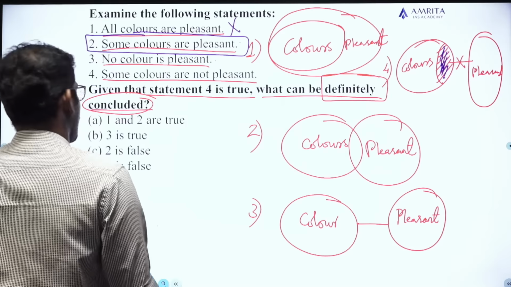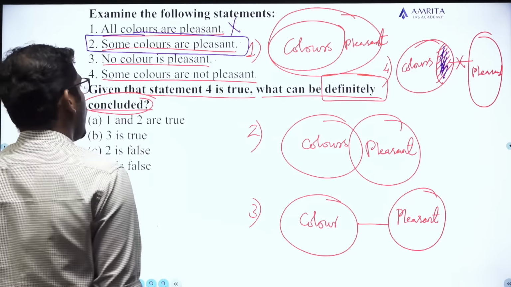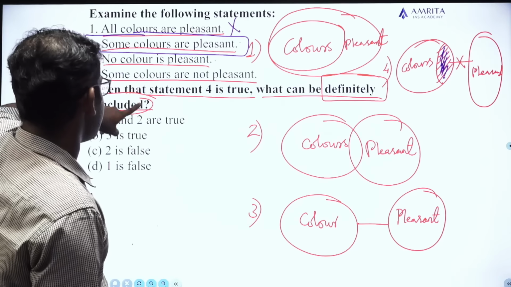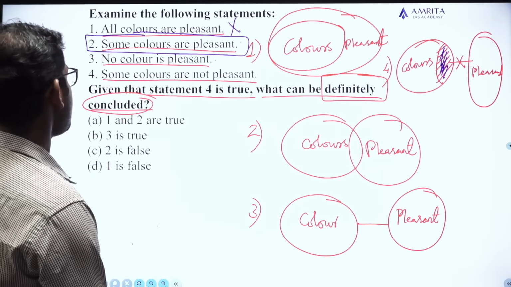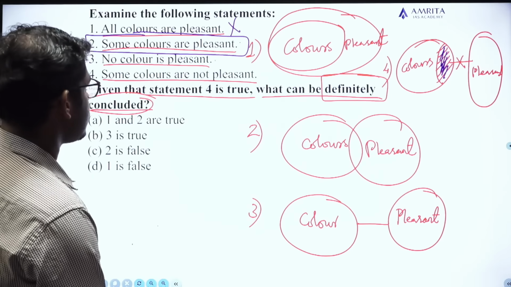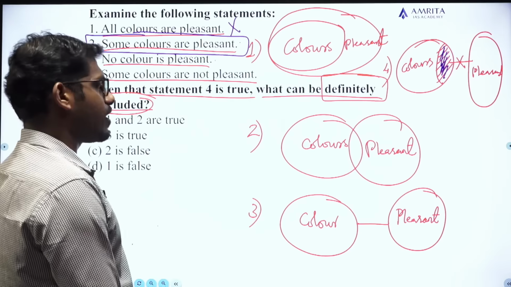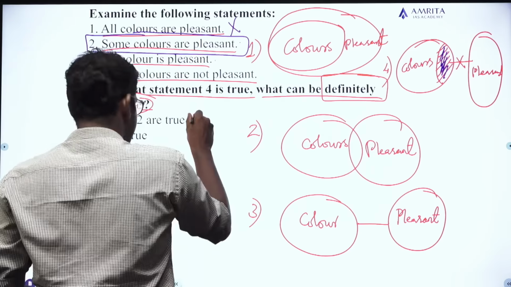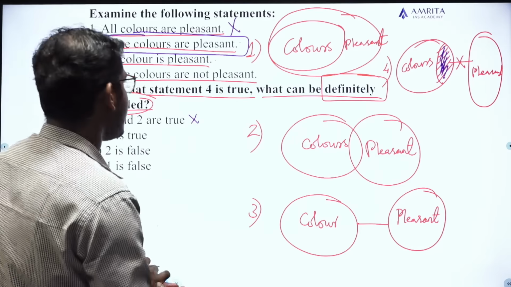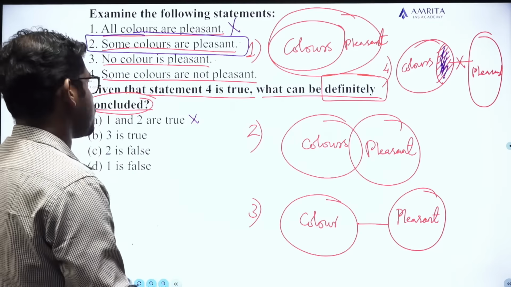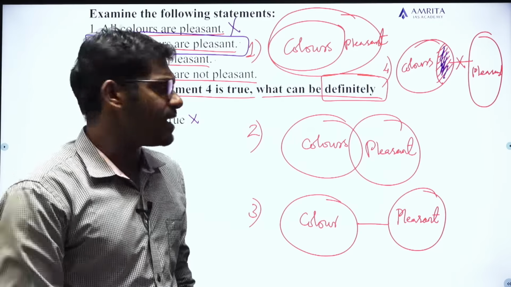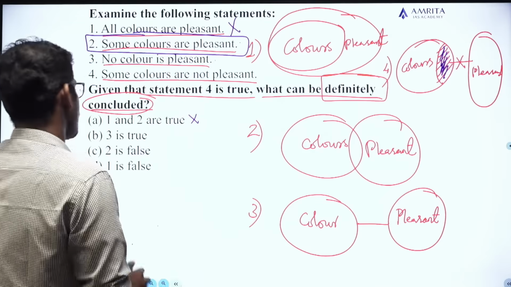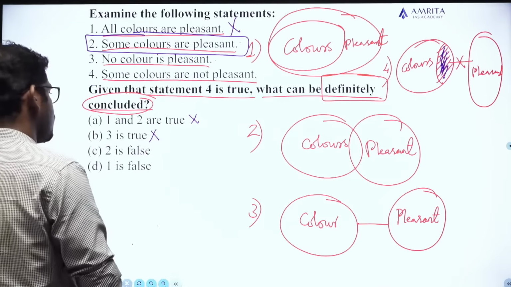So, now look at the options. Option A, 1 and 2 are true. They say the first one and second one are true. No, the first one is definitely false. Second one, we cannot really say that it is definitely true or definitely false. So, option A is incorrect. Option B, 3 is true. No color is pleasant. Can we definitely say that no color is pleasant? No. Clear? Okay. So, 3 is true is not possible.